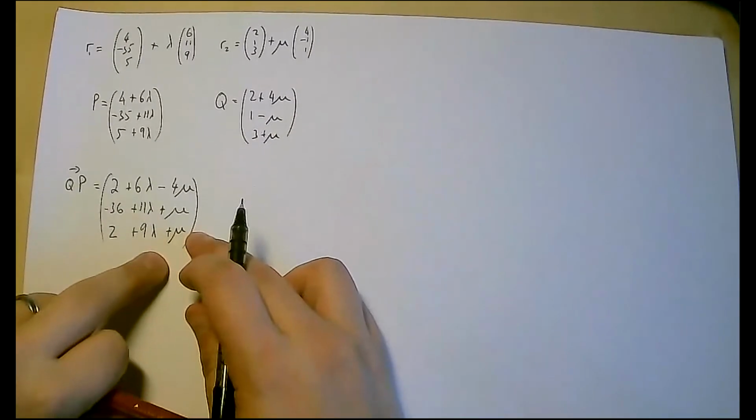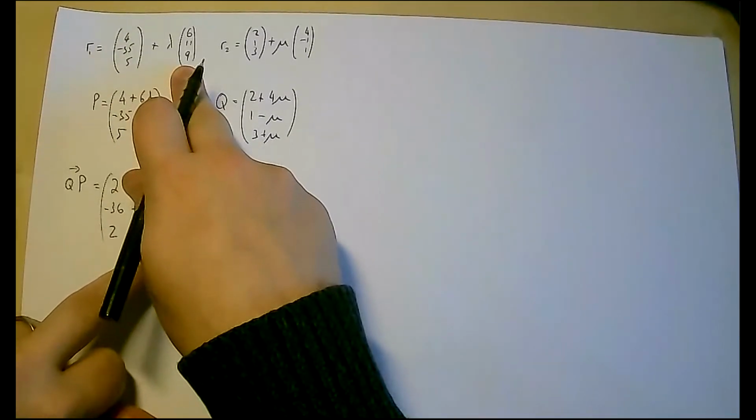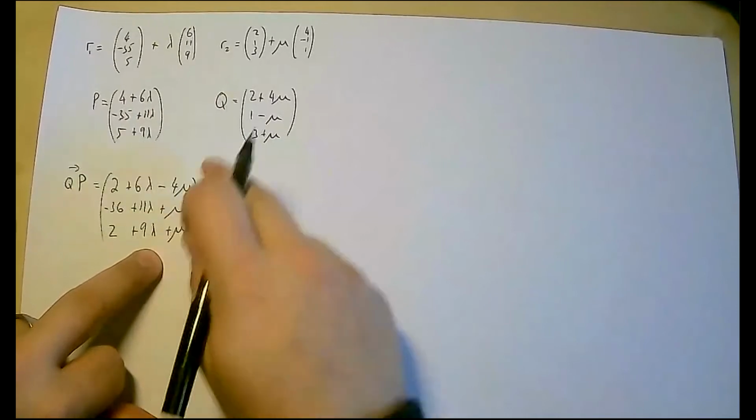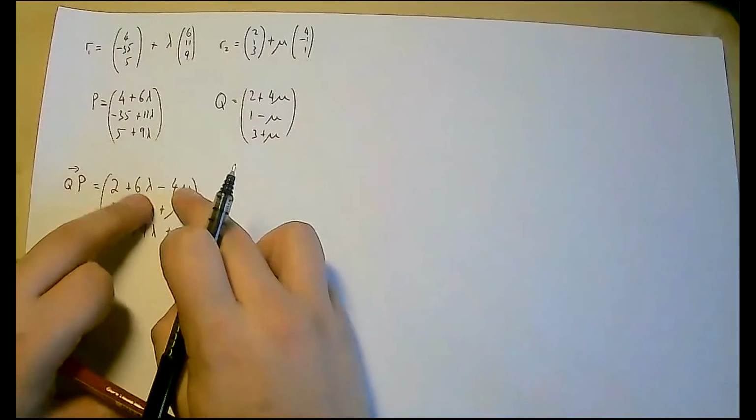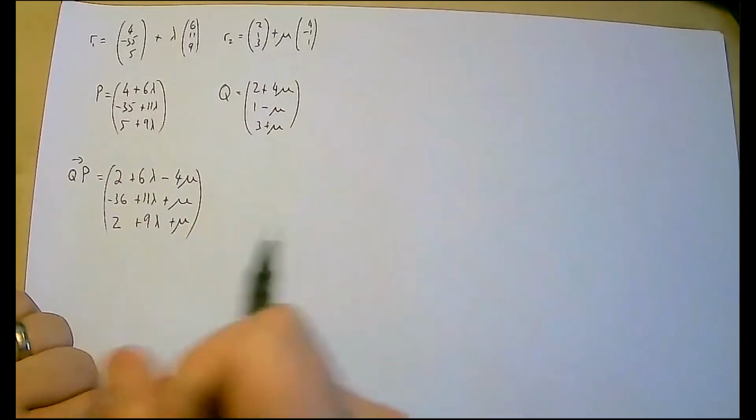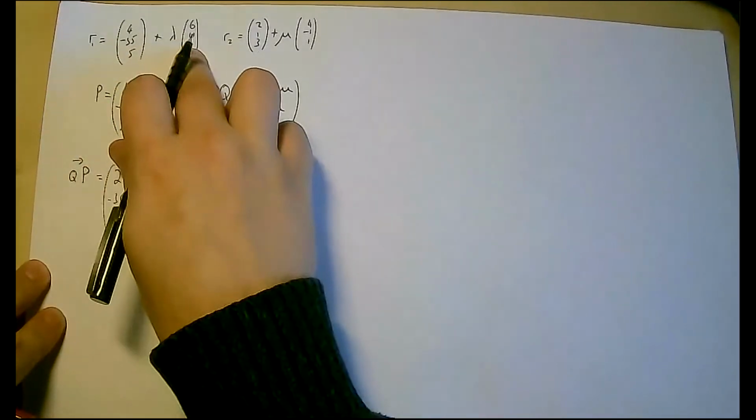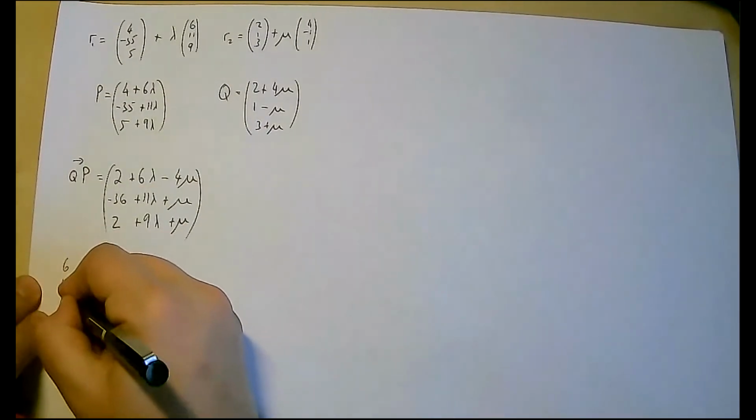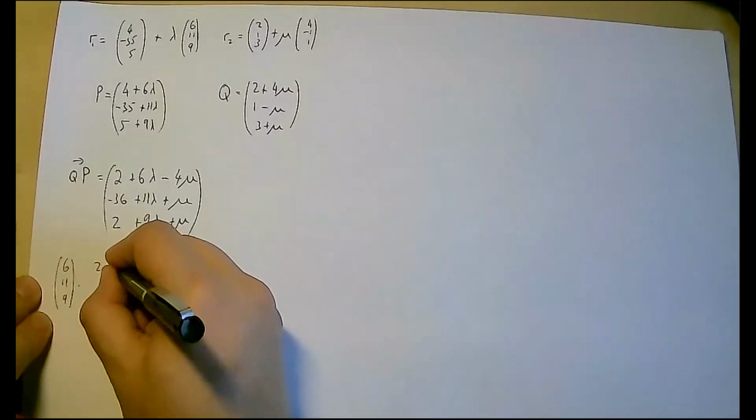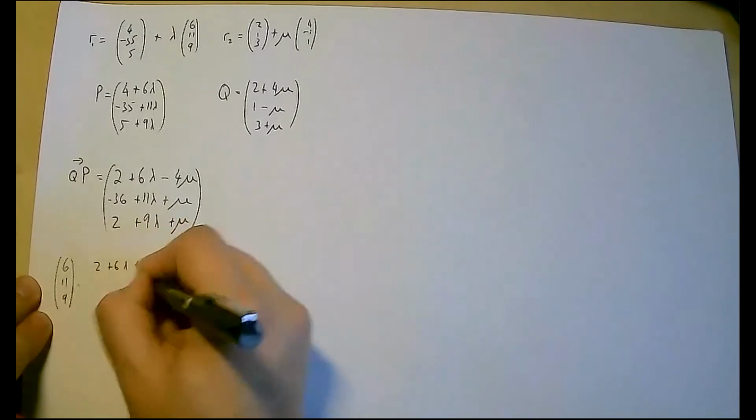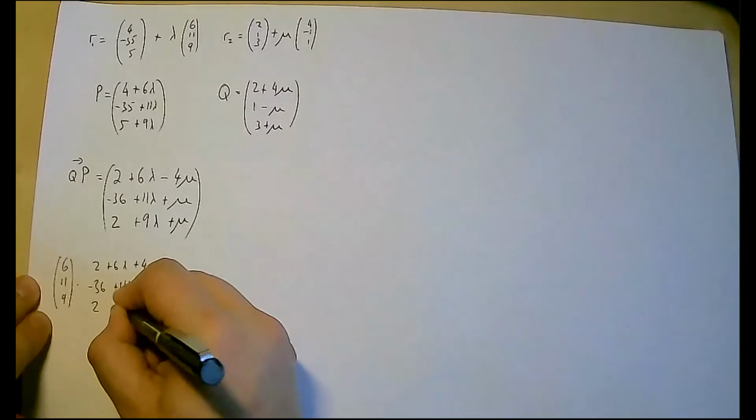So this vector, we want to be perpendicular to both lines. So this dotted with that needs to come out as 0, and this dotted with that needs to come out as 0. Luckily, that's 2 conditions, and there's 2 variables, so that should exactly match out. So if we start with (6, 11, 9) dotted with (2 + 6λ - 4μ, -36 + 11λ + μ, 2 + 9λ + μ). A lot of writing.